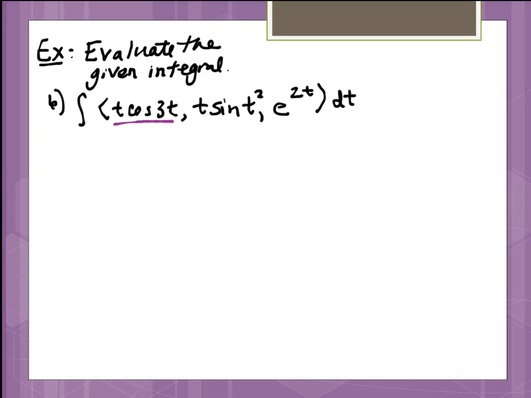This is the most complicated part of this particular. U substitution is an option, but it won't work on this one. It will work on the middle one. We will use U substitution on the t sine t squared. Something else.